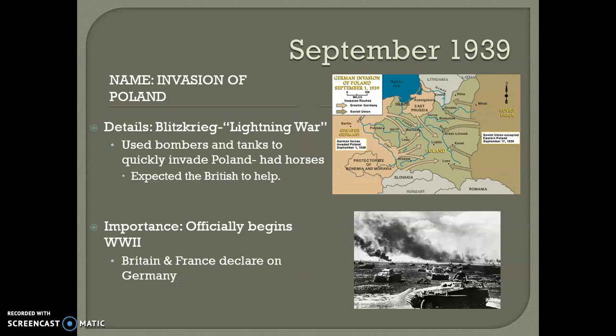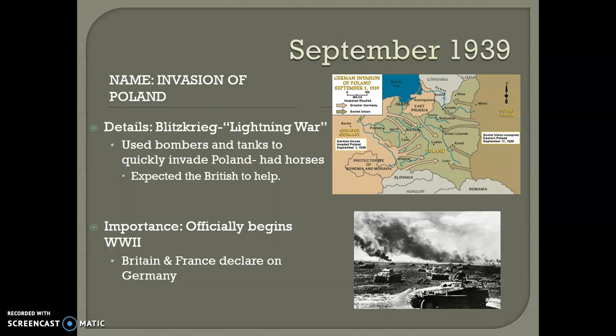All right, preview. So September 39 is the invasion of Poland. Now, a couple key terms here. We want to understand the term Blitzkrieg. That literally translates to lightning war in German. So basically, Hitler will do a fast, quick invasion of Poland. It only lasts for basically 3 weeks.